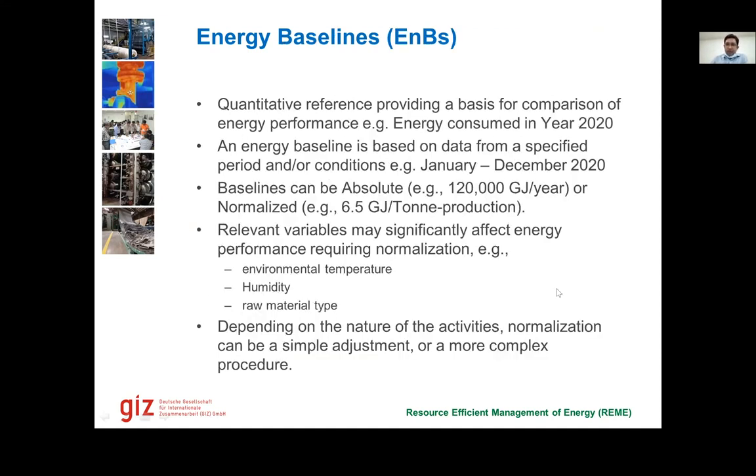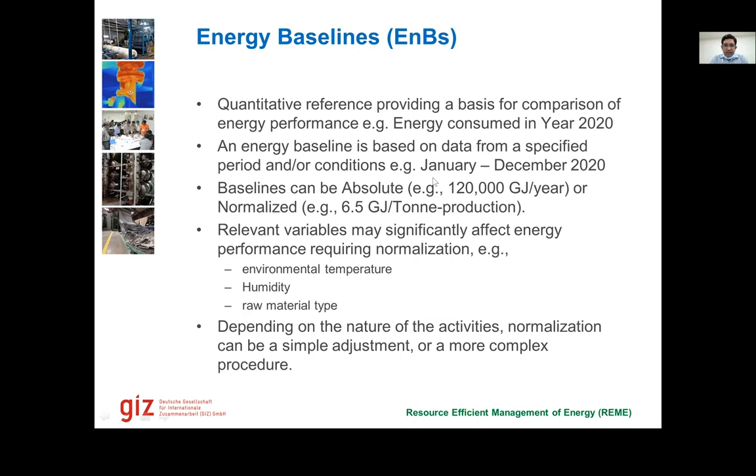Then we talk about the baseline. So the baseline is the current state. How much energy was consumed in the year 2020, for example, or how much energy is being consumed against a ton of production or a kilogram of production. So these need to be based on data which has a specified period and specified conditions. So for example, we could say that this baseline is from January to December 2020, or we could say that this is the baseline for the summer season and this is the baseline for the year 2020 winter season. So we need to specify the conditions and the specific period as well.